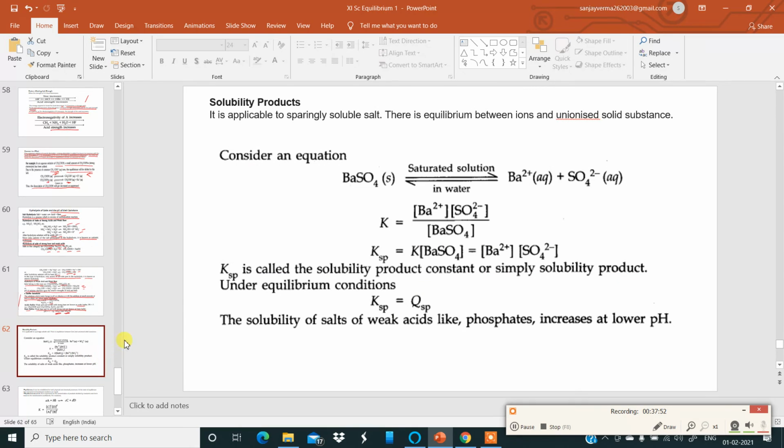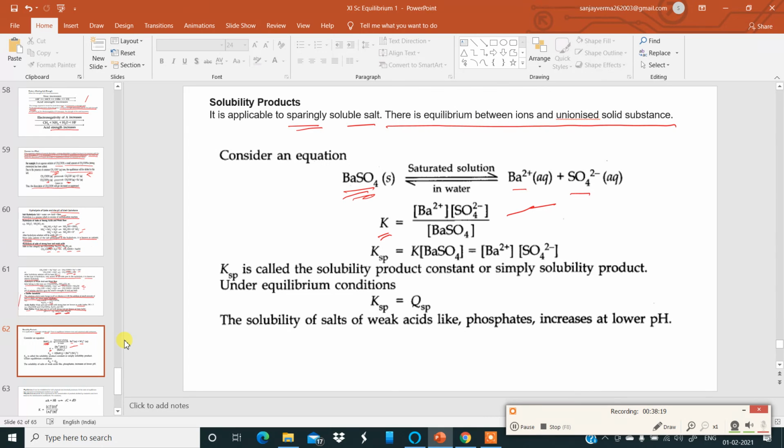Then coming to solubility products quickly in this chapter. Solubility product is applicable to sparingly soluble salts. There is equilibrium between ions and the unionized solid substance. Consider barium sulfate, a sparingly soluble salt. In a saturated solution, it forms barium ions and sulfate ions. In water, it gives back barium sulfate. The equilibrium constant is given this way.